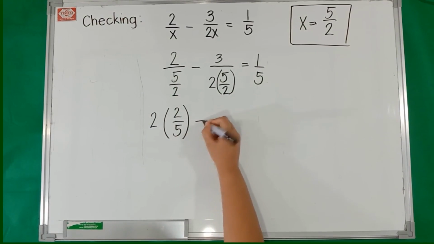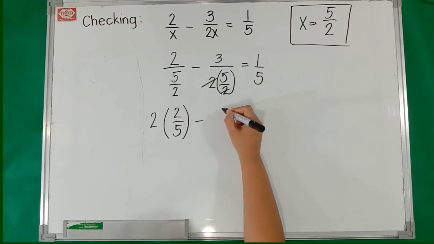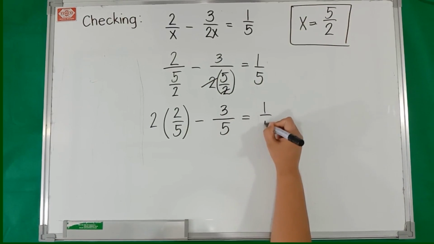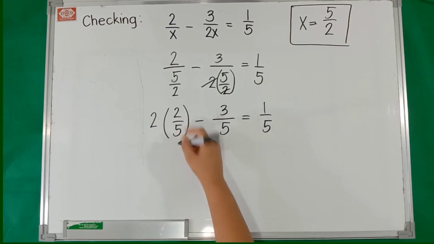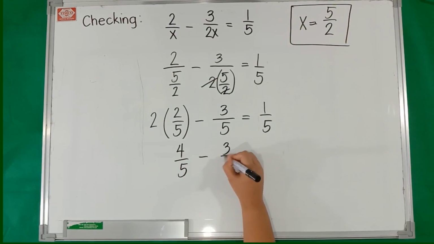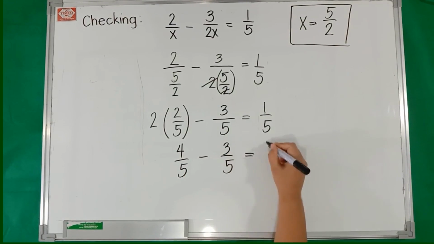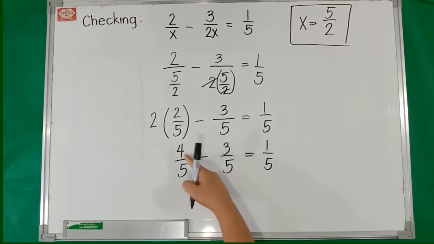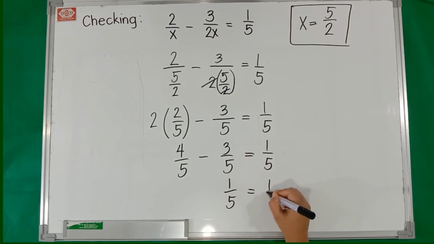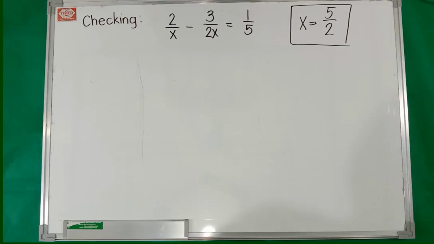Minus 3, we can cancel 2 and 2, so what remains is 3 over 5 equals 1/5. 2 times 2 is 4 over 5 minus 3 over 5 equals 1/5. 4 minus 3 is 1 over 5 equals 1/5. So the left side is equal to the right side. Therefore, our solution is x is equal to 5 over 2.